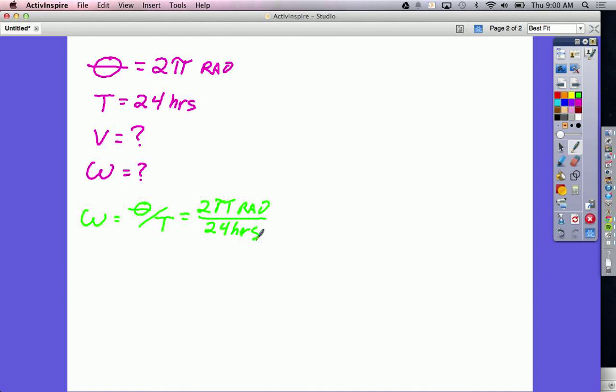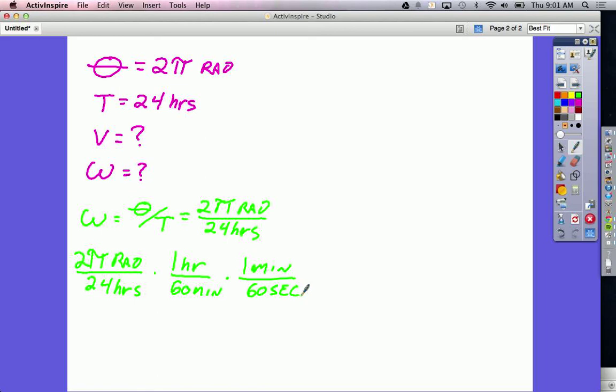Now I could divide those and get an answer, and that will be all well and good, but what I really want is radians per second, not radians per hour. So we're going to have to convert. I'm going to have my 2 pi radians per 24 hours. And I know there's 1 hour with 60 minutes, and I know 1 minute has 60 seconds. And when I multiply all of that out, my units will cancel. My hours will go away, my minutes will go away, leaving me with radians per second, which is exactly what I'm looking for.